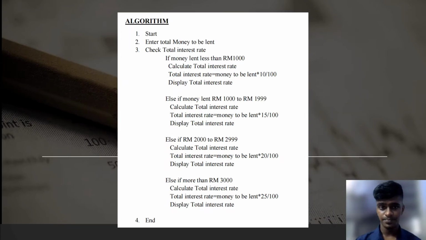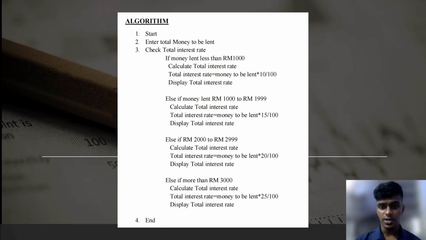Next, algorithm. Step 1, start. Step 2, enter total money to be lent. Step 3, check total interest rate. If money lent is less than ringgit Malaysia 1000, calculate total interest rate. Total interest rate equals money to be lent times 10 per 100. Display total interest rate. Else if money lent is ringgit Malaysia 1000 to ringgit Malaysia 1999, calculate total interest rate. Total interest rate equals money to be lent times 15 per 100.